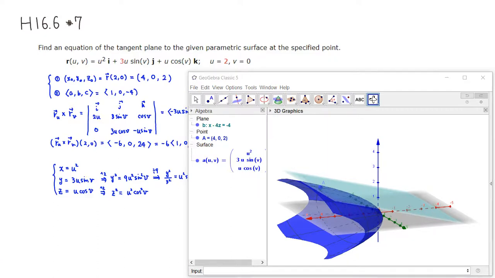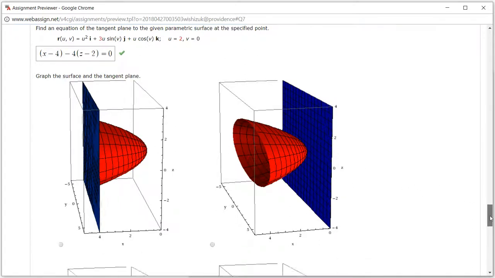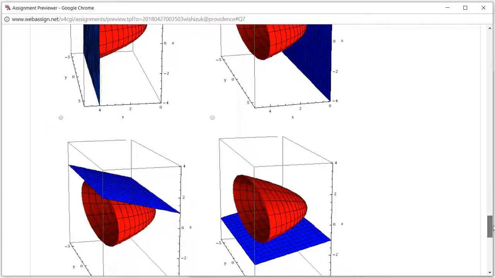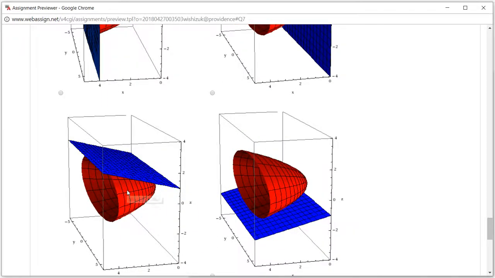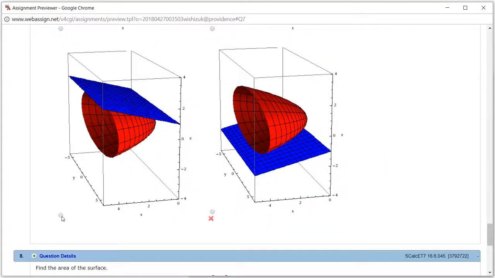So hopefully we got enough information to answer this question. The top two don't look very promising. If you go down here, it looks like this is going to be the one. Is this the right point? The z value is around 2, the x value is around 4, and the y value is 0. That's the point A that we saw right there. It looks pretty close, so the picture is going to be that one.